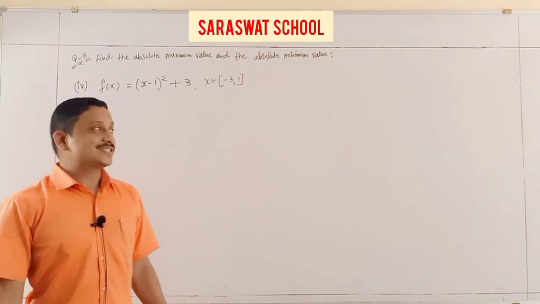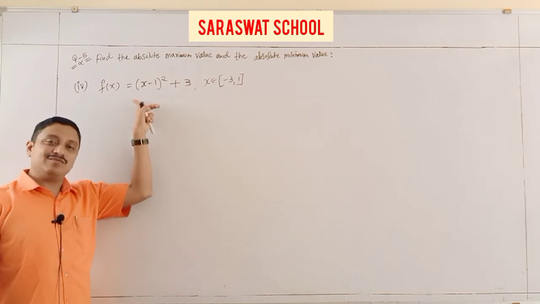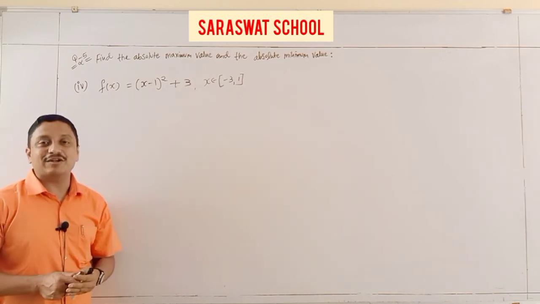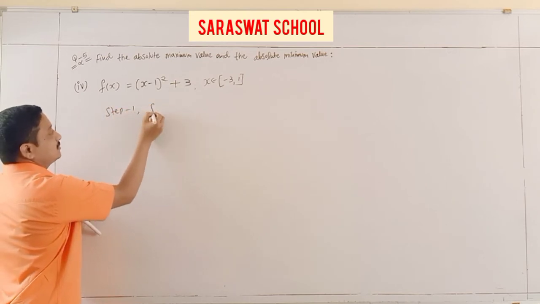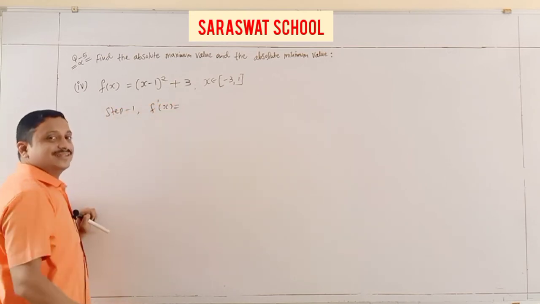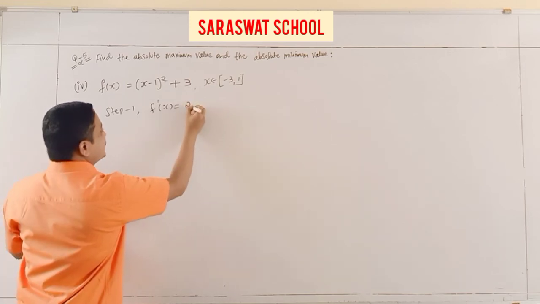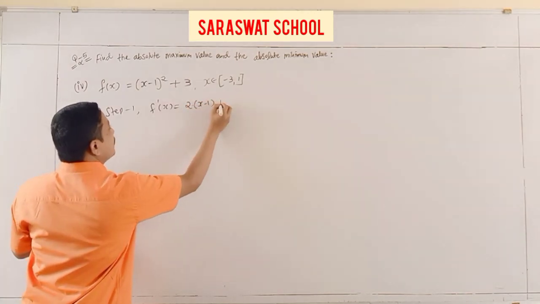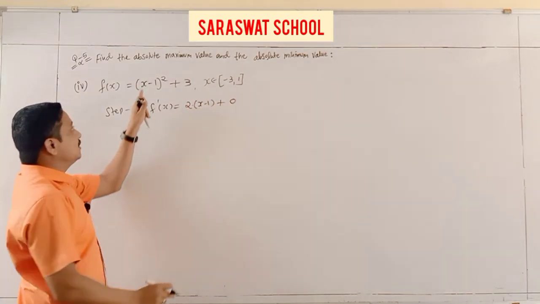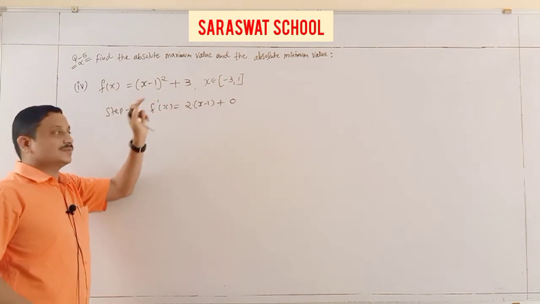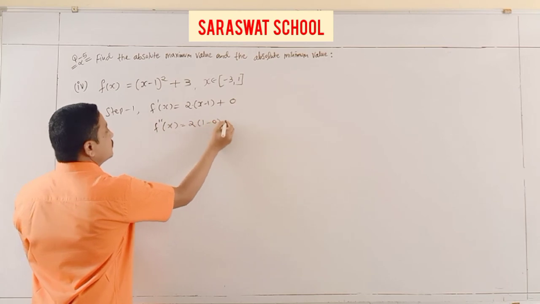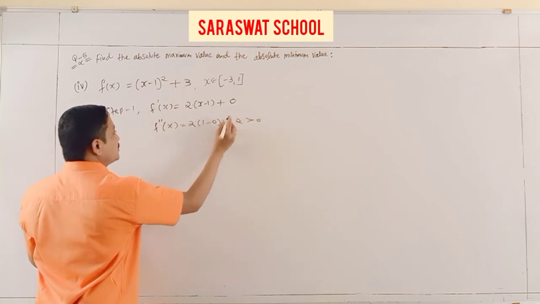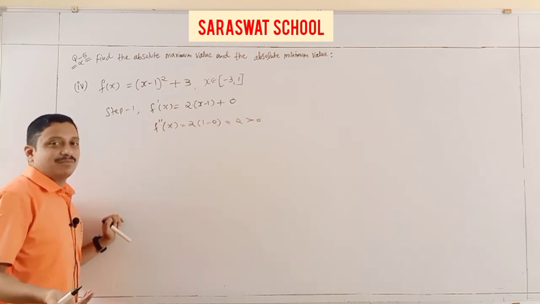Now continue, students. Question number 4: f(x) is given as x minus 1 whole square plus 3 in the interval minus 3 to 1. Same application. Step 1, first derivative, then after that second derivative. Here 2 times x minus 1 is 0, so x is 1. Now second derivative: 2 times 1 minus 0, it is 2, permanently positive, so a minimum value exists.